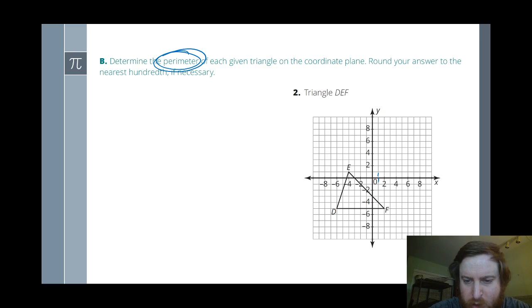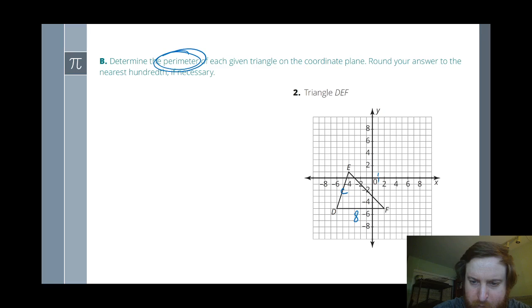So this is 1, 2, 3, 4, 5, 6. Oh my gosh, 2, 4, 6, 8. Okay, so that distance is 8. Since we're doing perimeter, we don't care about the height. We just care about all 3 distances. So I'm going to call this C, and we'll turn this into a triangle.